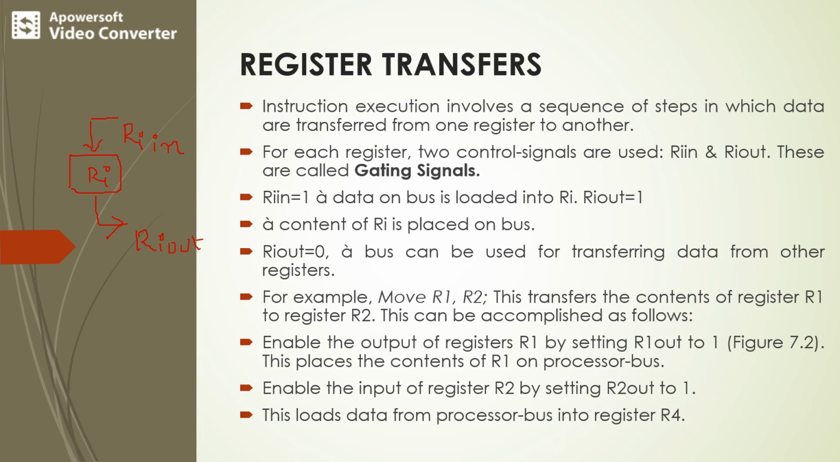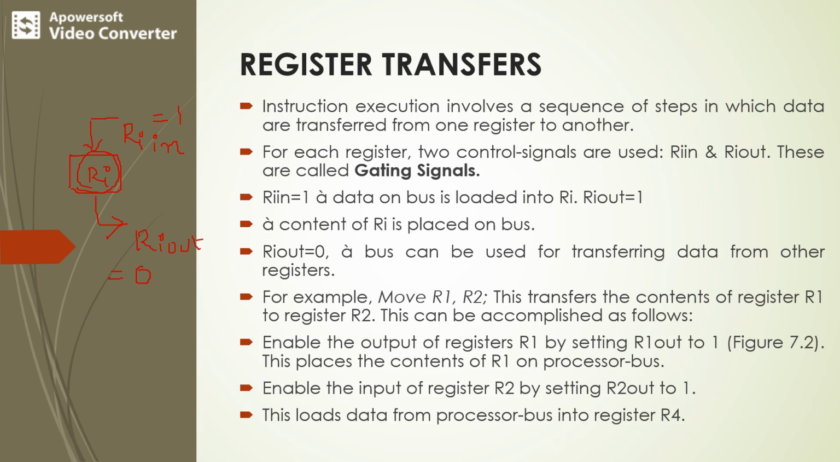If Ri in is 1, then the data on the bus is loaded into Ri. So whenever the value of the gating signal is 1, the data can be loaded into the register Ri. And when Ri out is equal to 0, the bus can be used for transferring the data from the other register. So whenever Ri out is 0, the bus can be used to transfer the data from the other register.